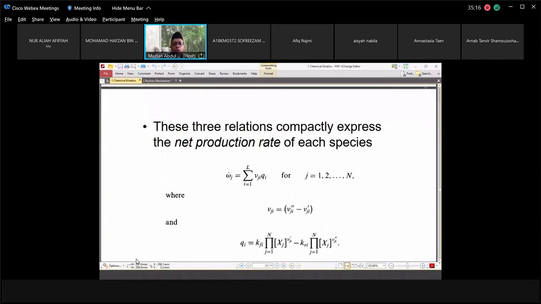Okay, here is the net. And to write, it can write with my finger, but not using this pen. The net production rate of each species is this one. Okay, and then for each species, the Q stands for the rate of progress variable.